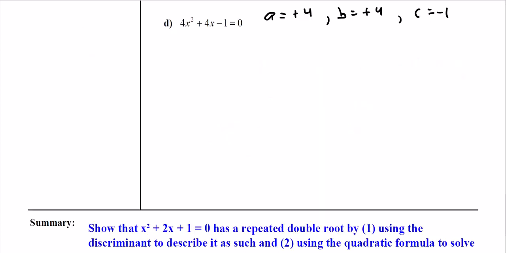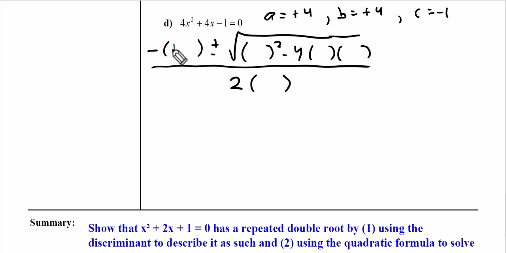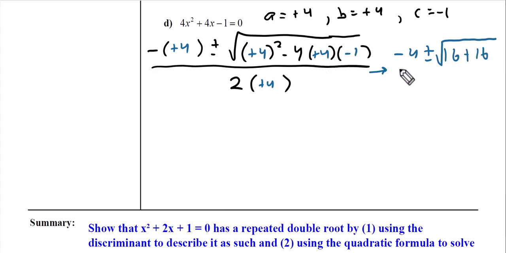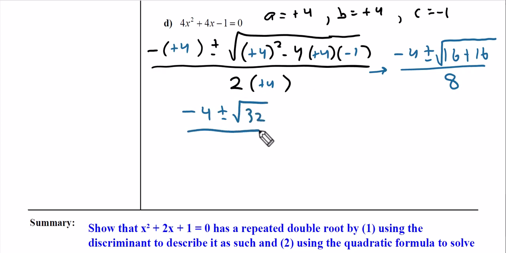For this last one, we'll do the same setup. We'll plug in the appropriate values in their appropriate positions. We simplify, so it's a negative 4 on the outside, plus or minus, that implies there's going to be 2 possible solutions. 4 squared is 16. This minus 4 times a positive 4 is negative 16, times a negative 1 is another positive 16. That gives me a negative 4 plus or minus radical 32 over 8.